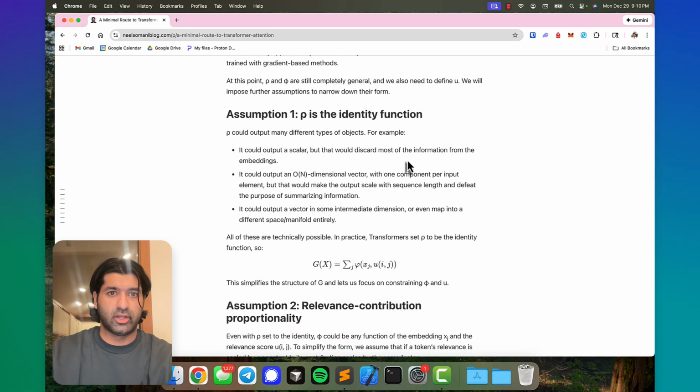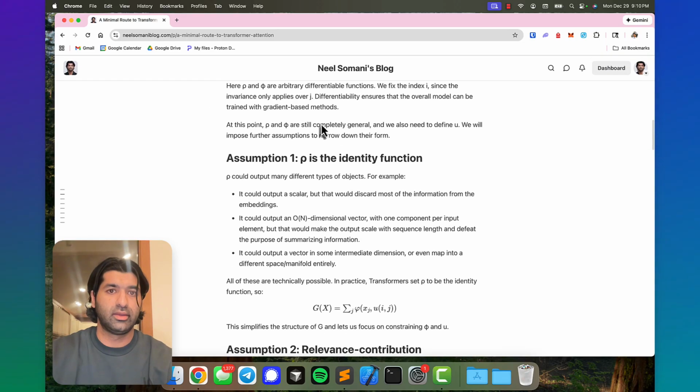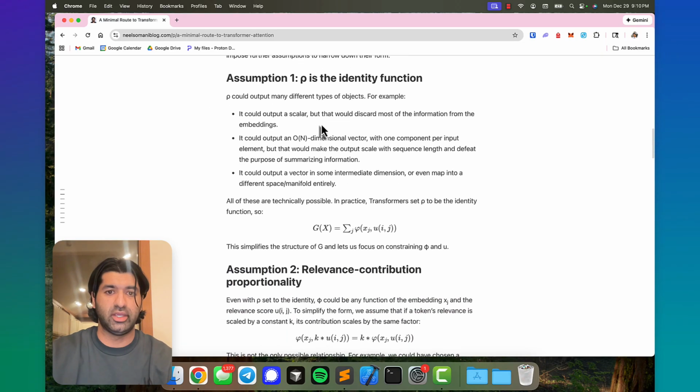This is the first assumption. This is maybe a misframing because ultimately the attention output is put through some linear transformation, but you can also view that as a separate step. So within the context of this attention explainer, we view rho as the identity function. That keeps this pretty simple because now g is just the summation of a bunch of outputs of phi.